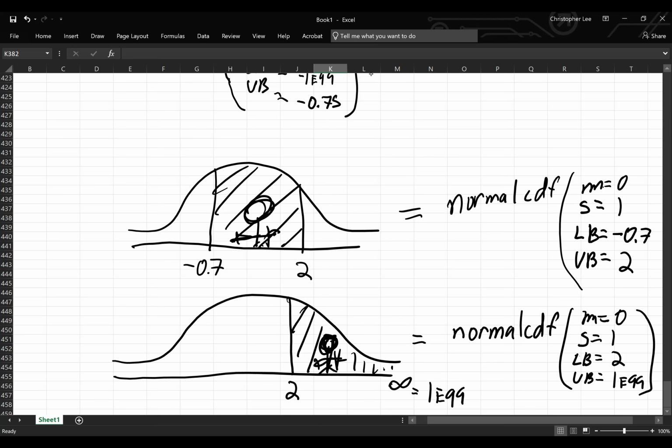All right. Take a picture. This is an example. So when I go, I use my calculator. If you want to do it on the calculator, this is how. Lower bound is whatever is to your left. Upper bound is whatever is to your right.